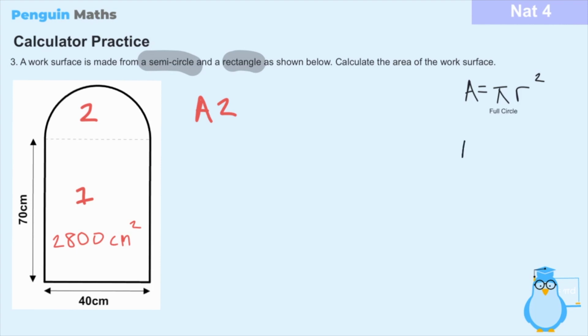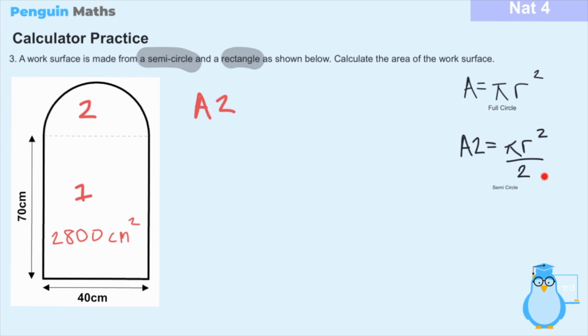So if that was the formula for a full circle, what we can say for our shape A2, which is a semicircle, would just simply be the same, so pi times the radius squared, and then all we have to do is divide the whole thing by 2, and that will give us the formula for a semicircle. So what do we need to know from this equation in order to calculate A2? Well, we have to figure out what the radius is.